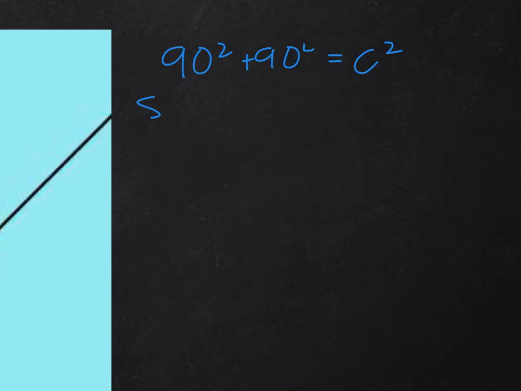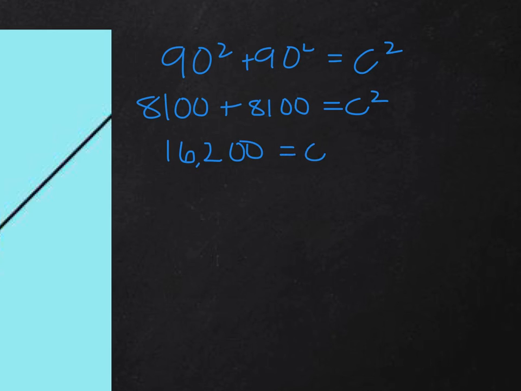9 times 9 is 81. Tack on 2 more zeros. That has to equal c squared. Clean up a little bit and then take the square root. Right now, again, I'm okay if you leave your answer like this. Pretty soon, you're going to need to simplify.